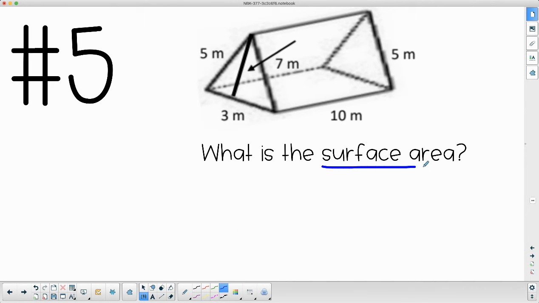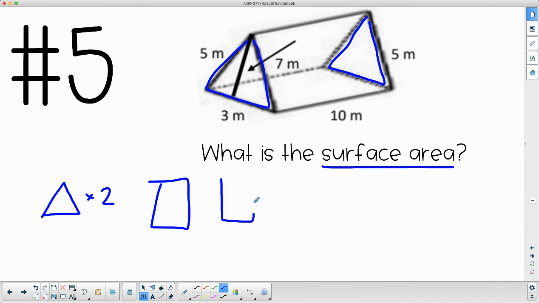Number 5 asks for the surface area. So what we need to do, if you'll remember, we did a lot of practice with this, is we want to draw all of those shapes that we have. So I can see that front there is a triangle, and this triangle here in the front and this triangle in the back are the same. Those are my bases on this prism. So we've got 2 of those triangles. And then I have a rectangle going around each side. So we have 3 rectangles to go around those triangles.